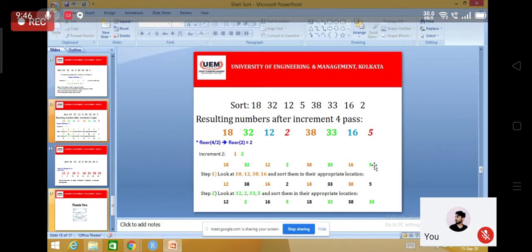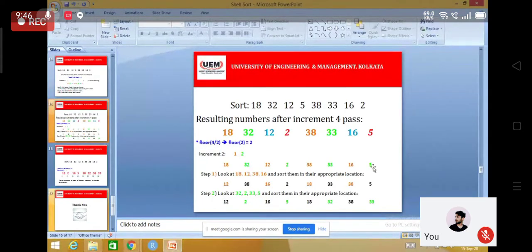See, remember the first phase. Then you selected the elements with the gap of 4, right? And as you selected with the gap of 4, how many groups were created? 4 groups were created. Okay. Now you will select it in this way with 2. So you will get 18, 12, then 38, then 16. Fine. With the gap of 2, 32, 2, 33, 5.